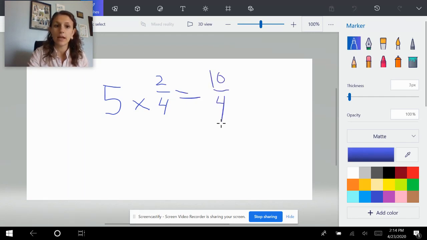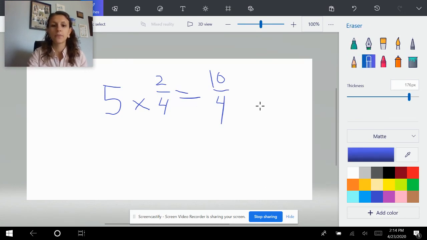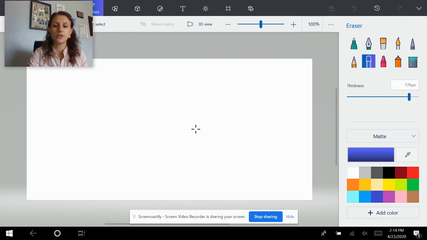I'm not multiplying my denominator because I'm just copying 2/4 5 times. I'm just multiplying within that unit of fourths. All right, let's go ahead and apply this to multiplying mixed numbers.